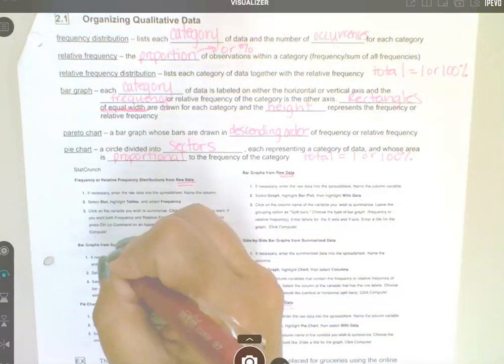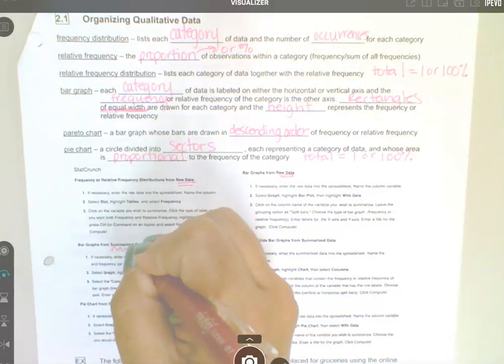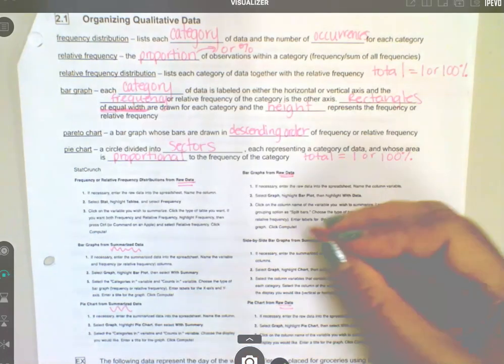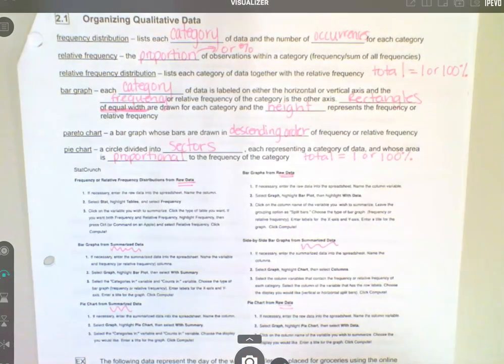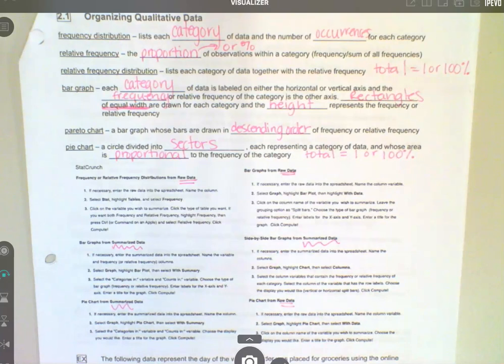So you can see we've got bar graphs, pie charts, side-by-side bar graphs. That would be if you are asked for two different sets of data to make a side-by-side, because then we can easily visually compare the two.